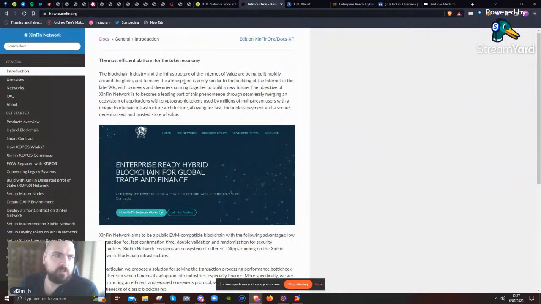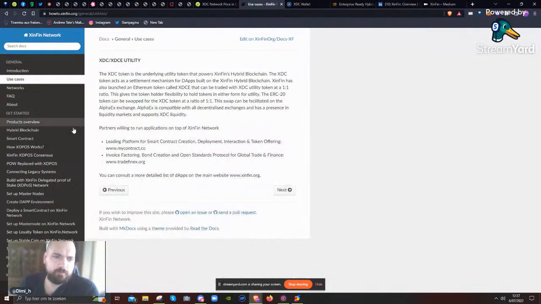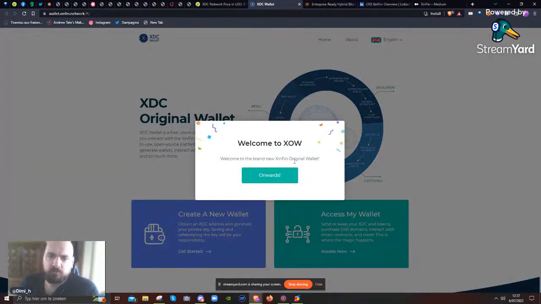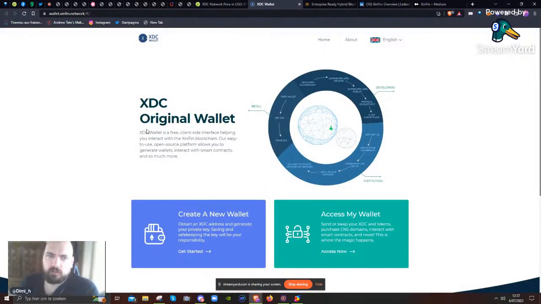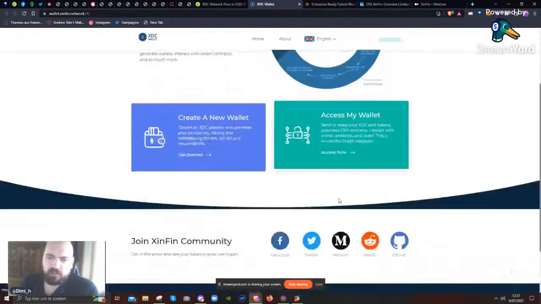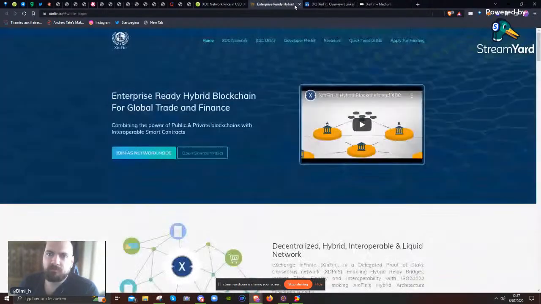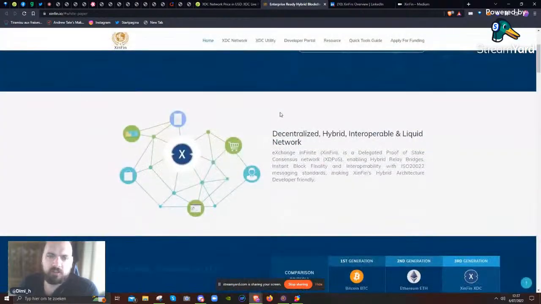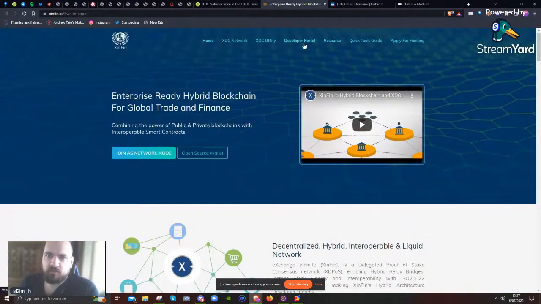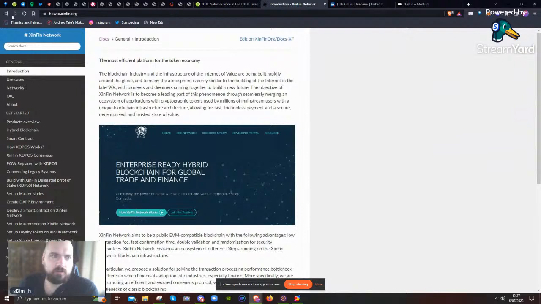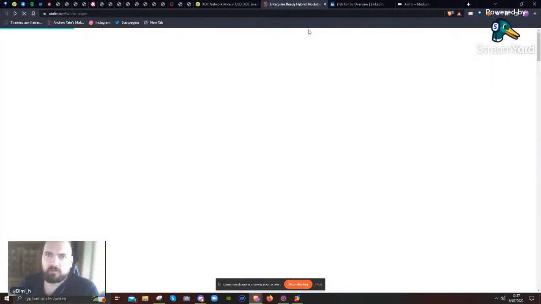Vision platform for token economy. What's this? The how-to. Okay. Production use cases. Not going to go through it entirely. Put this one down. XDC original wallet. Create access. So that's easily done. Closing it down. And that once again is the general website. Look at developer portal. That we already saw. Okay. Come on, load a bit faster.